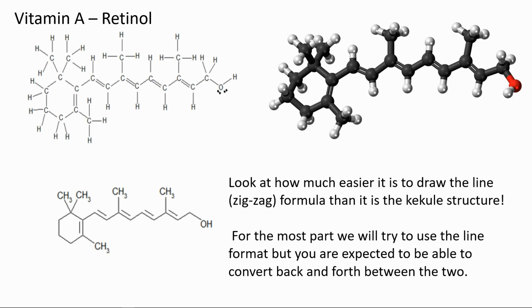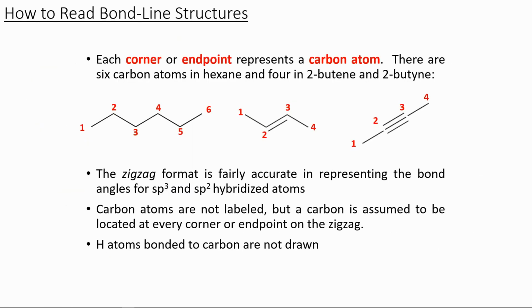So look how much easier it is to draw the zigzag formula than it is to draw, for example, the bond line formula or the Lewis structure. For the most part, we're going to use the line format. You are expected, though, to be able to convert back and forth between all 4 of these modes of drawing organic molecules for this course. However, this bond line structure will be primarily how we communicate organic molecules to each other. So let's start by figuring out how to read and generate bond line structures.